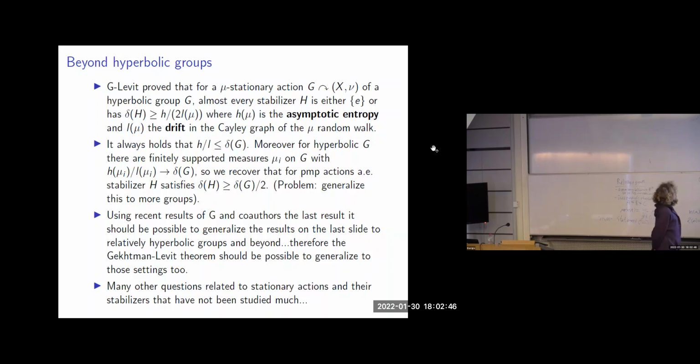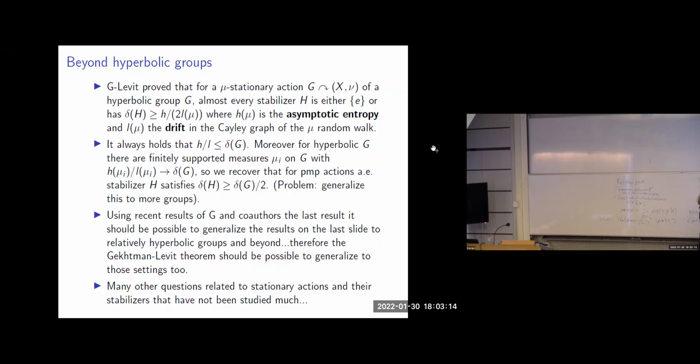And when G is hyperbolic, there are some measures on G such that this limit is realized. So we can recover our theorem, at least a non-strict version of this. One problem is to make this strict. We don't know how to do this. Maybe some student can.